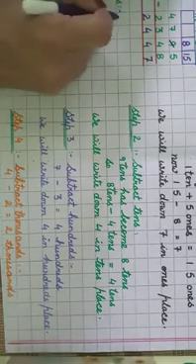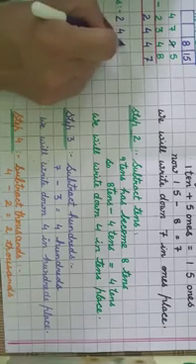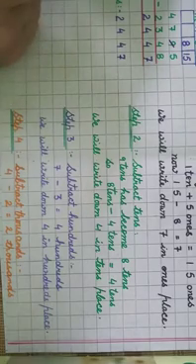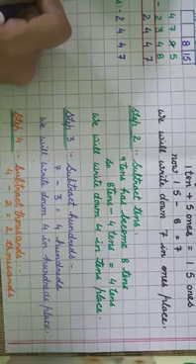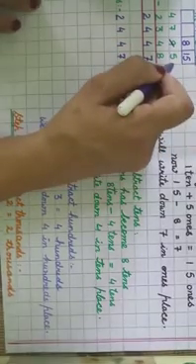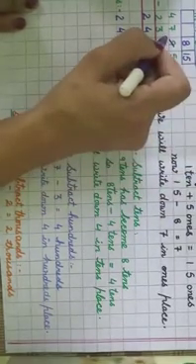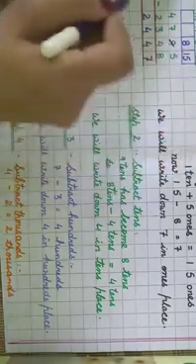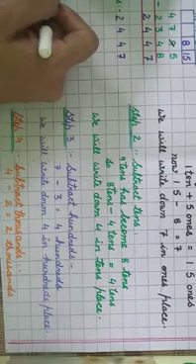Now what will be the answer? 2447. Is it clear beta? When the upper digit is smaller, then it will borrow from the next digit. But if the upper digit is greater or equal to the lower digit, then there is no need to borrow. Is it clear beta?